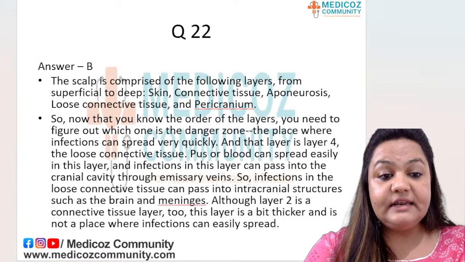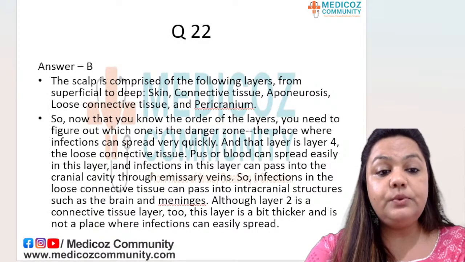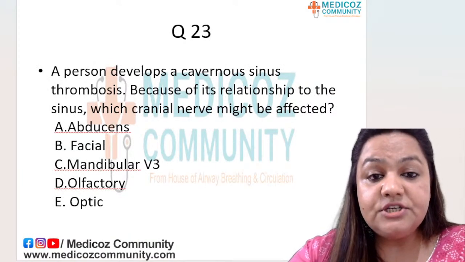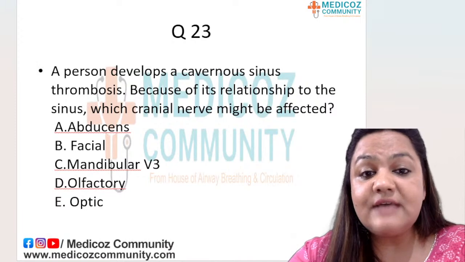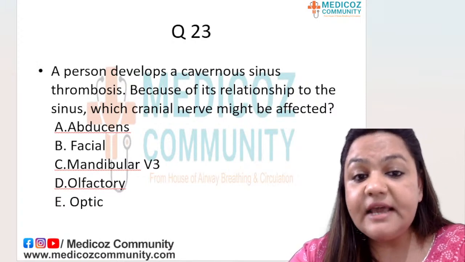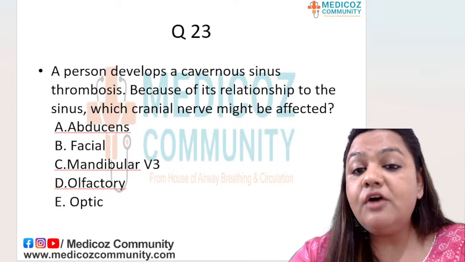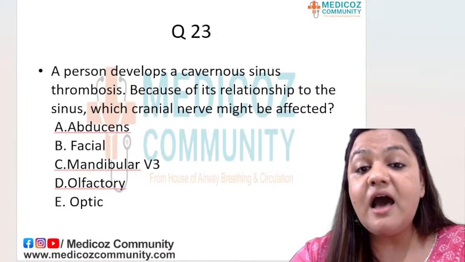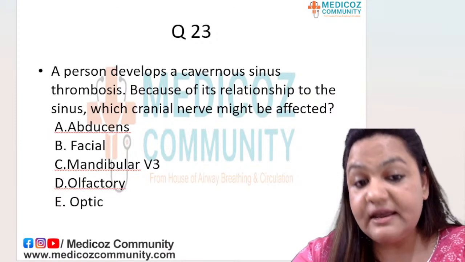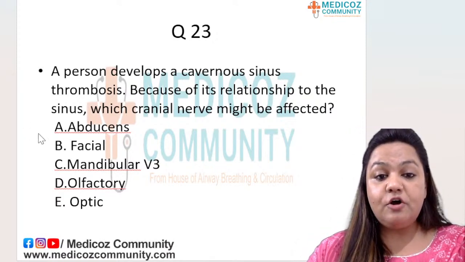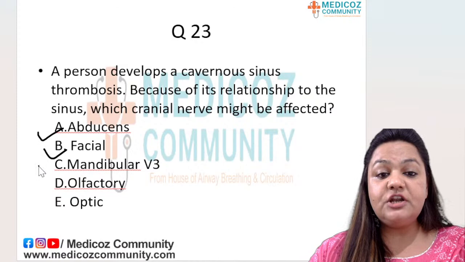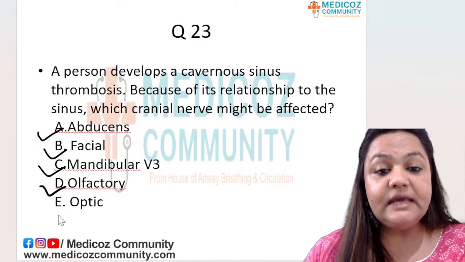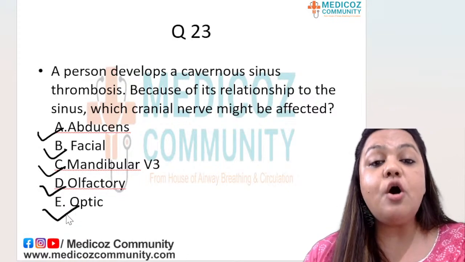Now we have the next question here, that is question number 23. In question number 23, a patient develops a cavernous sinus thrombosis. Which cranial nerve might be affected here? So here we just need to find out the cranial nerves that are related to the cavernous sinus. And the options are option A, abducens nerve, option B, facial nerve, option C, mandibular nerve, which is the third division of the trigeminal, option D is olfactory nerve, and option E is optic nerve.